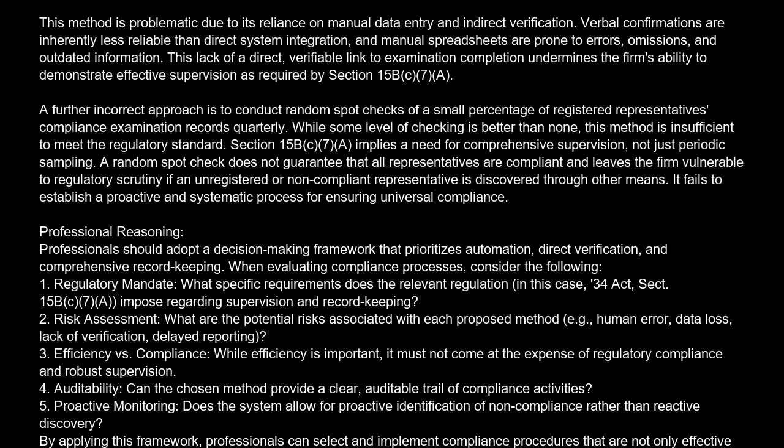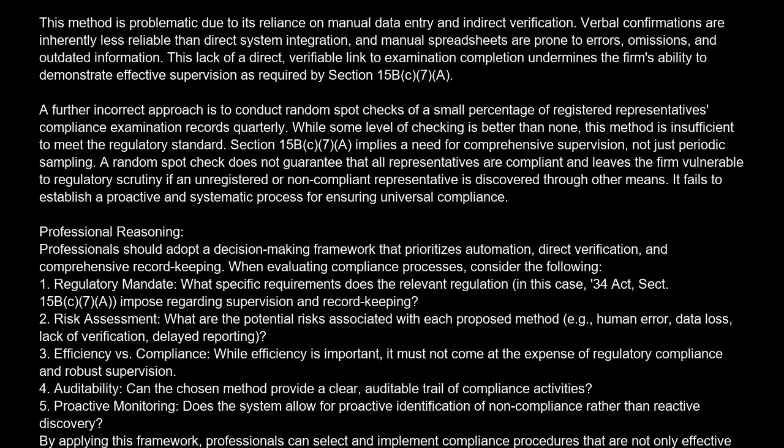Professional reasoning. Professionals should adopt a decision-making framework that prioritizes automation, direct verification, and comprehensive record-keeping. When evaluating compliance processes, consider the following. 1. Regulatory mandate. What specific requirements does the relevant regulation, in this case 34 Act Sec. 15B(c)(7)(A), impose regarding supervision and record-keeping?